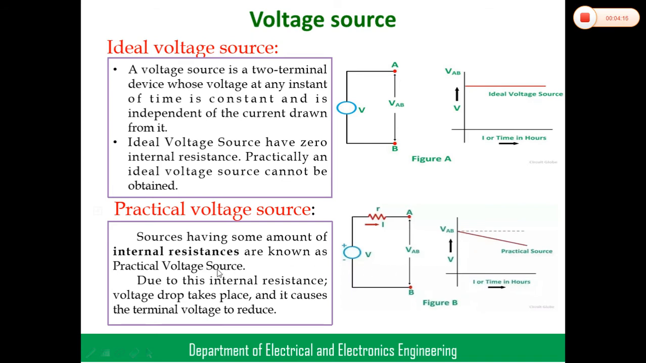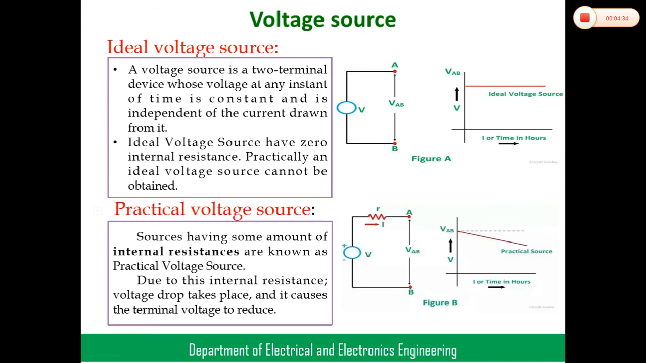Due to the internal resistance, the voltage drop takes place here in the resistance, and it causes the terminal voltage to reduce. The terminal voltage becomes reduced. This is about the voltage source.